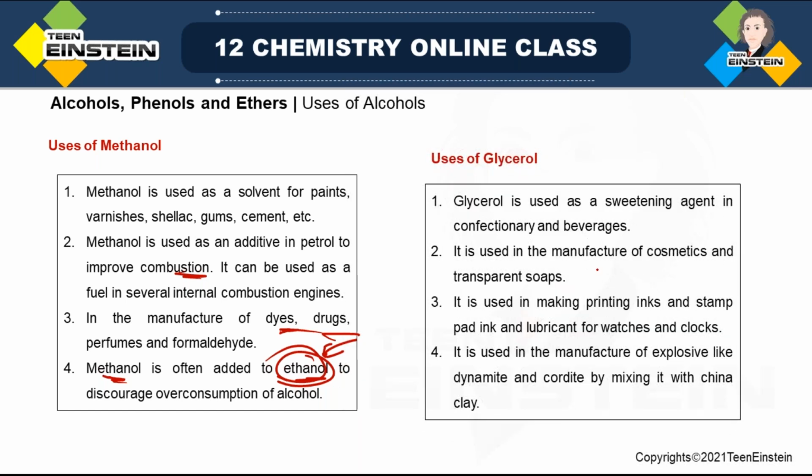Uses of glycerol, remember 3 OH groups are present: CH2OH, CHOH, CH2OH. It is used as a sweetening agent in confectionery and beverages, manufacture of cosmetics, transparent soaps, printing ink, stamp pad ink, lubricant for watches, clothes. Manufacture of explosives like dynamite, cordite, when it is mixed with China clay.